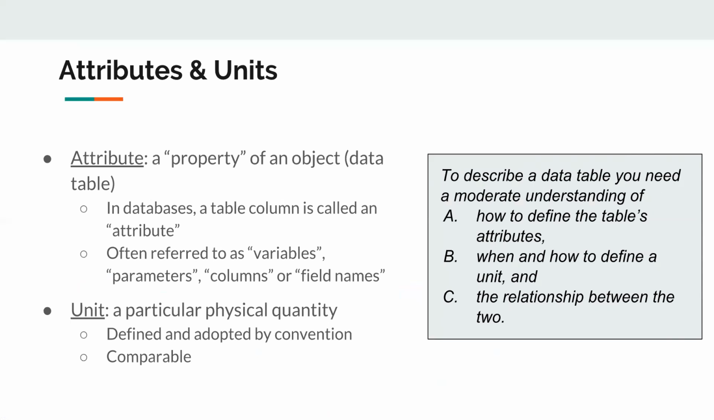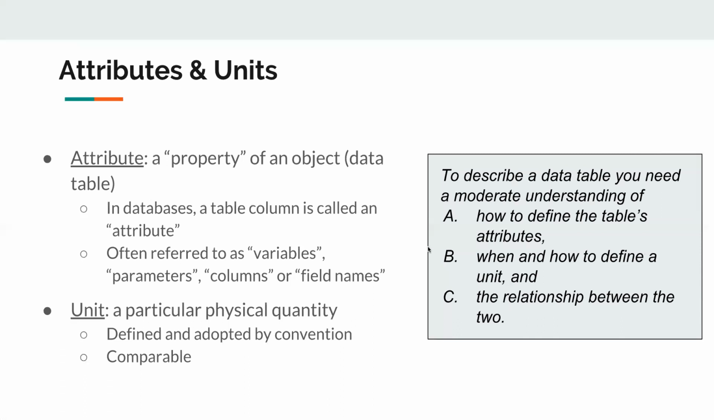This might be where you see something that's grams of carbon per grams of soil, and all they've given you is percent, and they may not even have told you that it was percent of grams. But anyone describing a data table needs to understand their own data, plus have a moderate understanding of how to define the attributes and the units, and what the relationship is between these two.